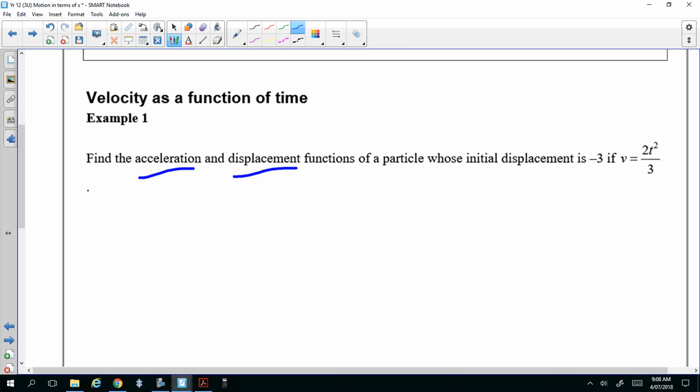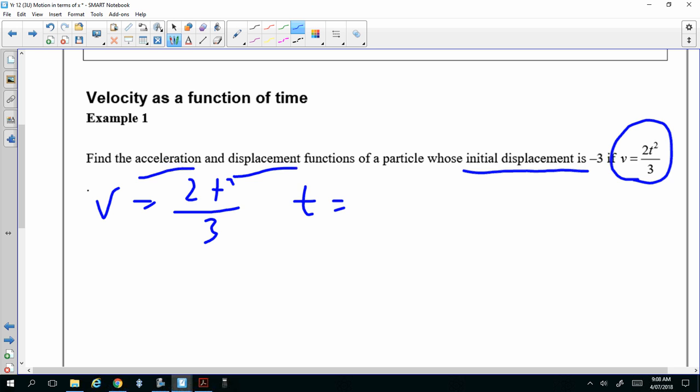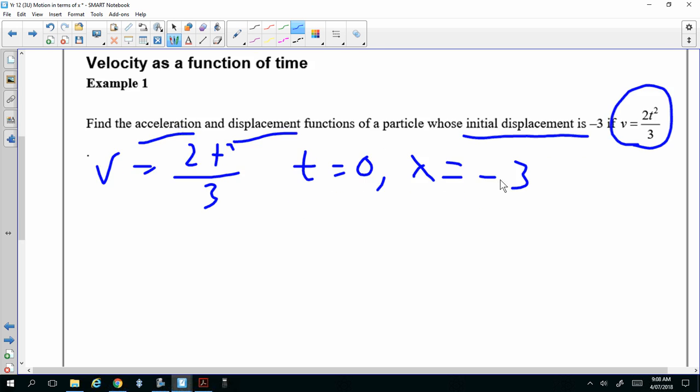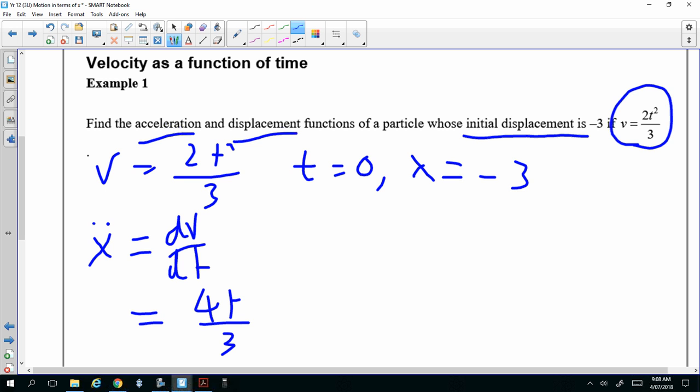We're going to find acceleration and displacement given v equals 2t squared over 3. And it's given that when t is 0, x is negative 3. So if we're going to find acceleration, you just have to differentiate. It's very easy. If you differentiate that, you get 4t over 3. Pretty easy when you get acceleration.